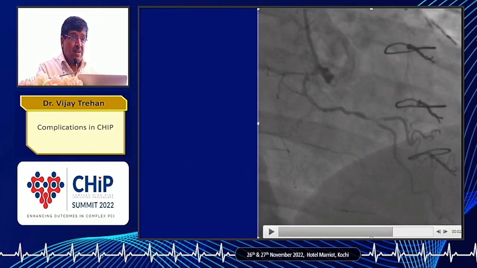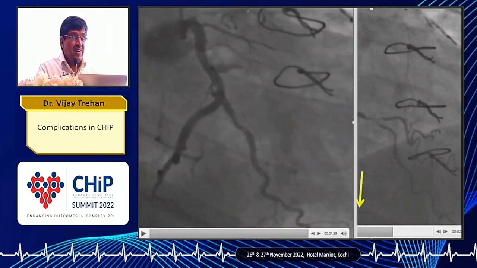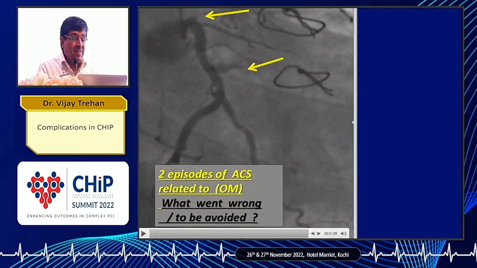So we started with something like this, with a poor distal target and occluded LAD and circumflex, and 2 episodes of ACS related to OM. What went wrong? Anybody? Wire into the SVG. Produce what? So that is what I also thought later on. And in fact, that is the interest of presenting this case.